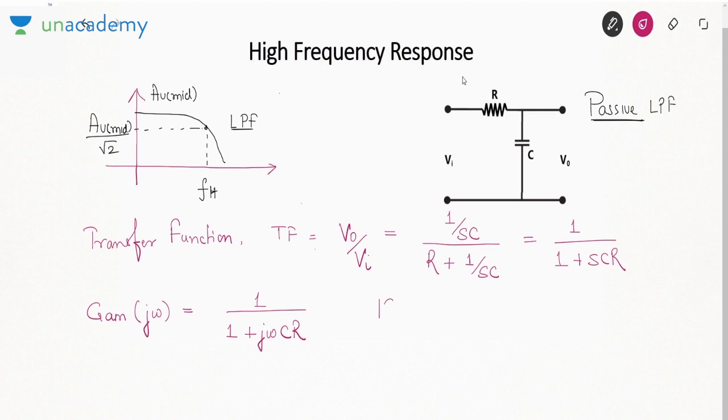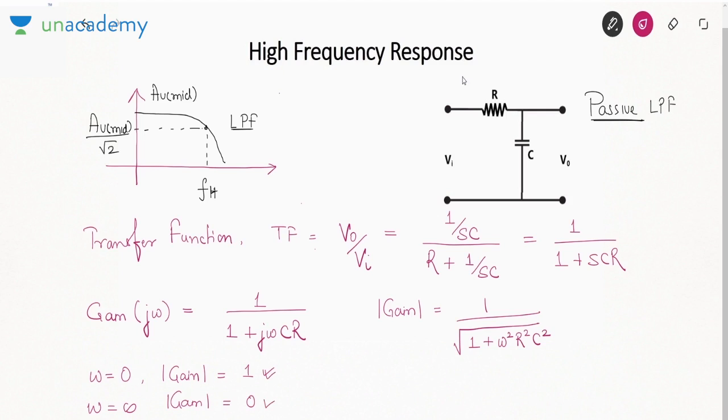In that, if you calculate the magnitude of gain, it will come out to be 1 by under root 1 plus omega square R square C square. Okay, that will be the magnitude of gain. Now in this, if you check at omega equal to 0, the magnitude of gain is how much? 1. At omega equal to infinity, the magnitude of gain is how much? It is 0. So that means it is behaving as a low pass filter because gain at low frequency is high, whereas gain at high frequency is low.